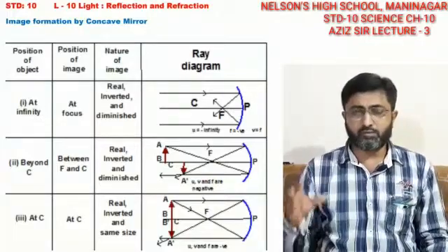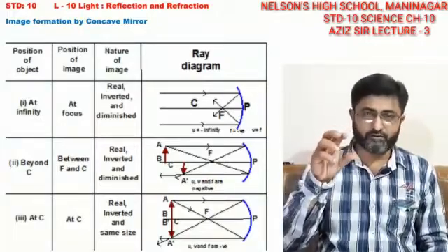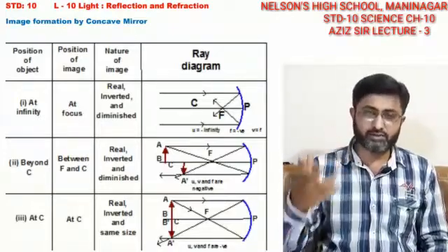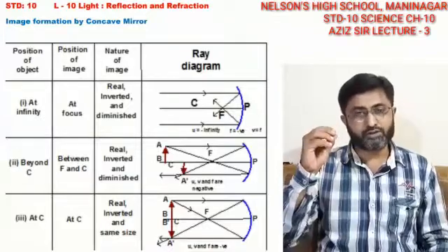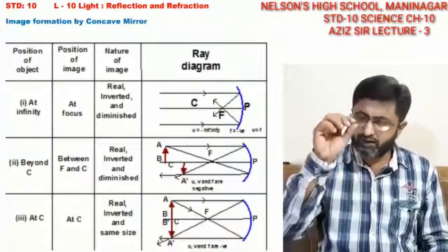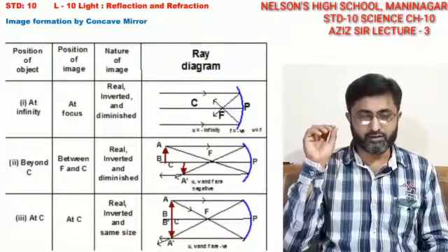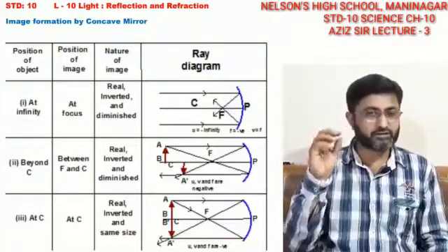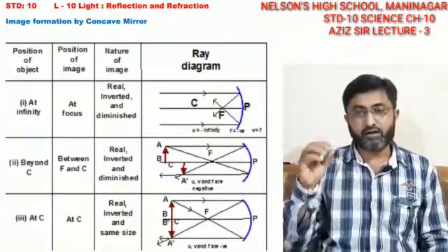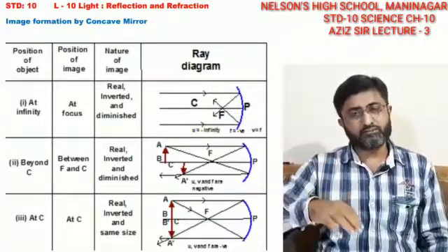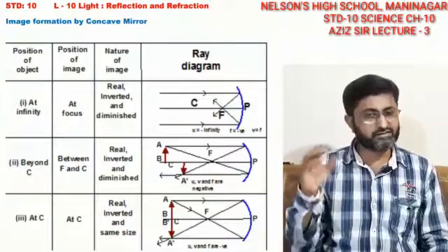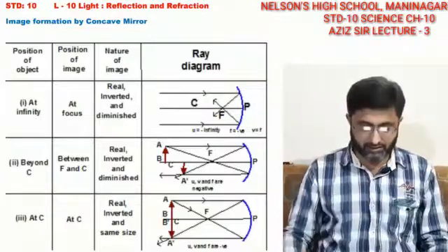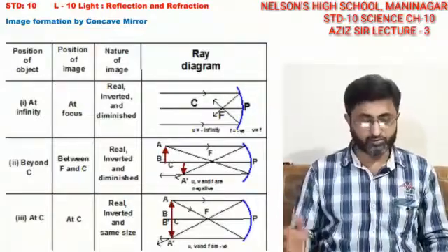Now the next is diminished. Diminished refers to the size of an object or image, though generally we use these terms for the size of an image only. If the image is very small, we call it diminished. If it is enlarged, it is more than the size of the object. If it is the same, it is of the same size. If it is very enlarged, it is a very big size image.